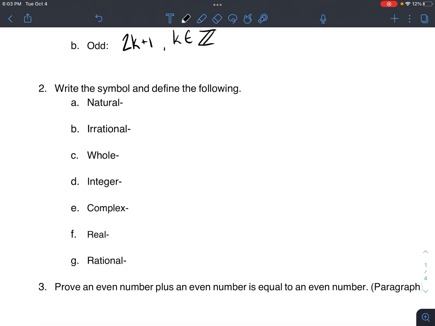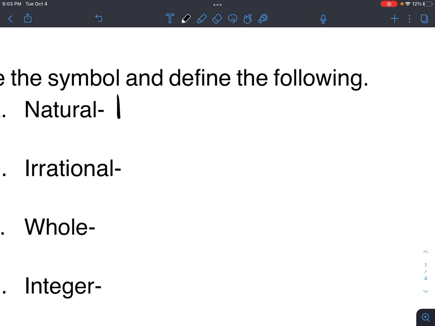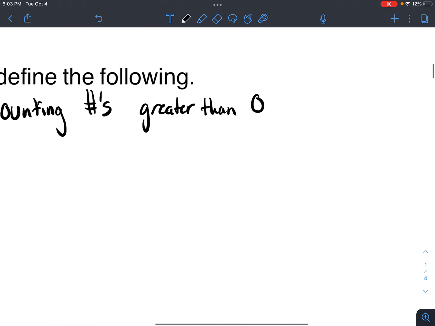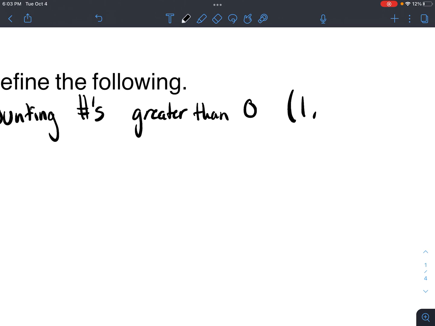Excuse me. So now when we're writing the symbol and defining the following, so this is what this is going to be. Natural. It's going to look something along the lines of this. And this is counting numbers greater than 0. So this is like starting 1, 2, 3, on and on and on. Okay?